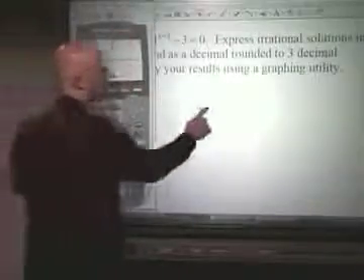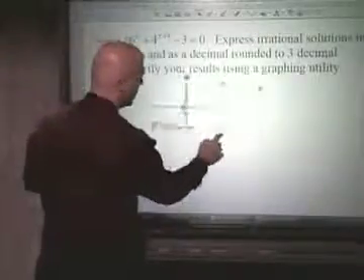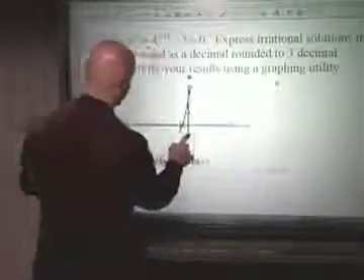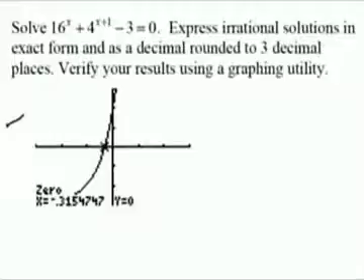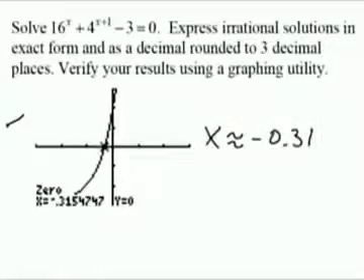And we'll drag that over. From our graphing utility, we can see that the graph crosses the x-axis at approximately -0.315. So the solution of our equation is x is approximately -0.315.